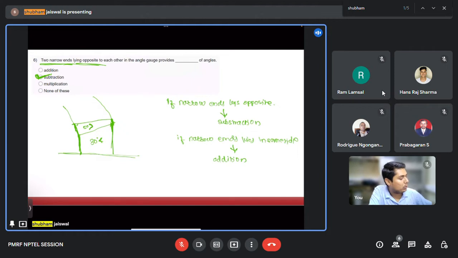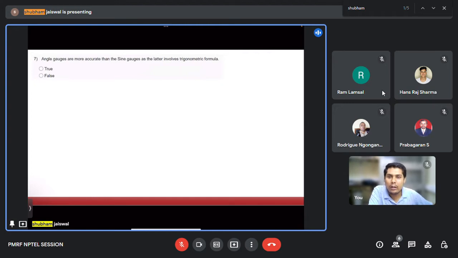So moving to our next question: the angle gauges are more accurate than sine gauges as the latter involves a trigonometric formula. Is it true or false? It is true, sir. True. Yes, Mr. Prabhakaranji, you are right.